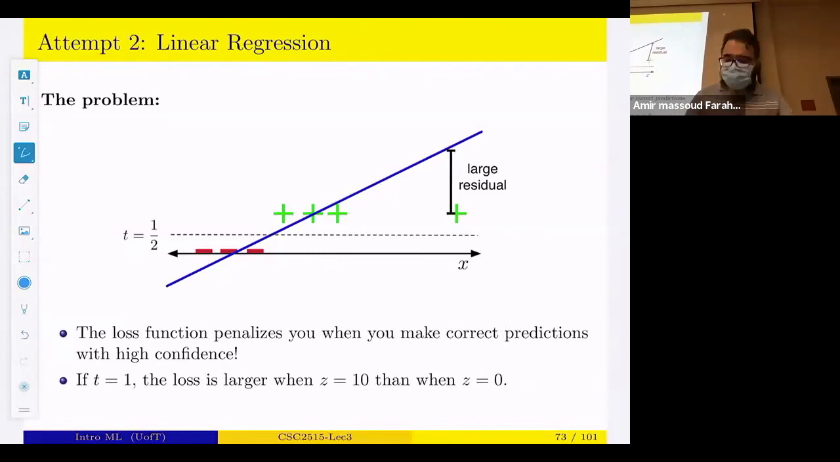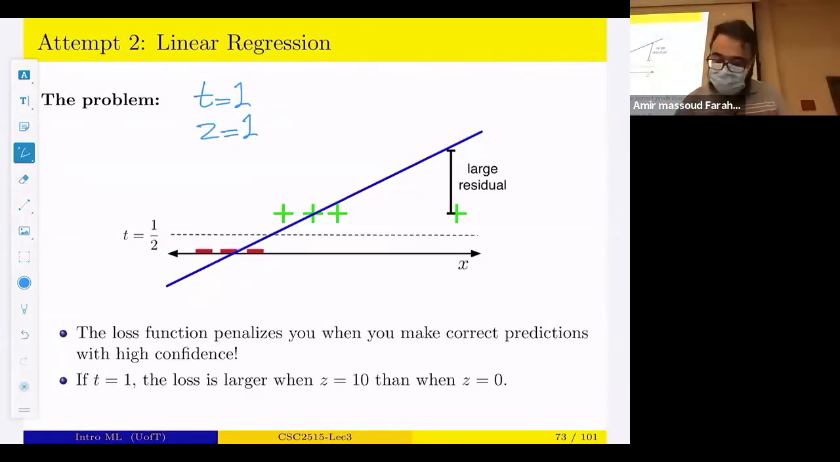But there would be a problem. And the problem is that this loss function, essentially, you can think of it as it penalizes you a lot if you make a prediction with a very large Z. So say you predict Z equal to 5, and suppose the true target is 1. Suppose the true target is 1, and you predict Z to be, okay, 1, just start from 1.